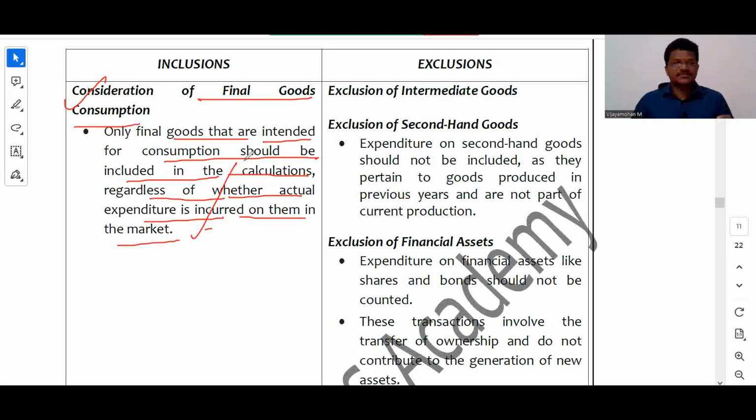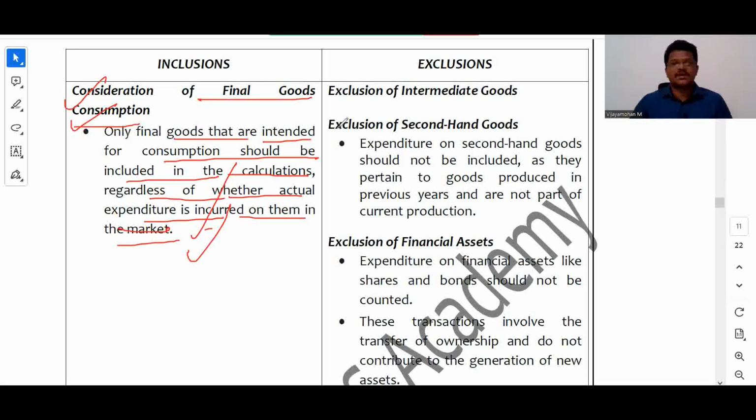అంటే ఫైనల్ కన్సంప్షన్ కోసం ఏవైతే గూడ్స్ ఉన్నాయో ఆ గూడ్స్ ని మాత్రమే మనం లెక్కలోకి తీసుకోవాలన్నమాట. రైట్, ఇంటర్మీడియట్ కన్సంప్షన్ కి సంబంధించిన గూడ్స్ అనేది మనం లెక్కలోకి తీసుకోకూడదు. రైట్, సో కన్సిడరేషన్ ఆఫ్ ఫైనల్ గూడ్స్ కన్సంప్షన్ రిగార్డ్లెస్ వెదర్ ద యాక్చువల్ ఎక్స్పెండిచర్ ఇస్ ఇన్కర్డ్ ఆన్ దెమ్ in the market. So if there are goods for final consumption, you need to take it whether actually expenditure has been done on those goods or not in that particular area. That doesn't matter, right? So final goods, final consumption కోసం ఏవైతే goods ఉన్నాయో వాటిని మనం లెక్కలోకి తీసుకోవాలి.